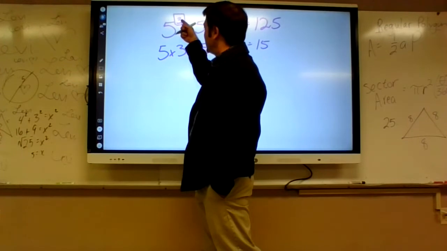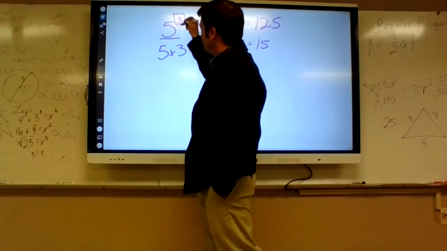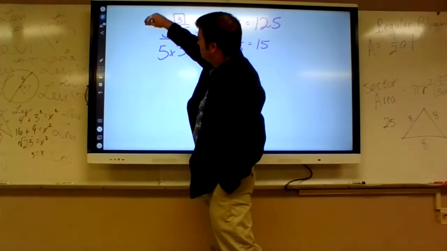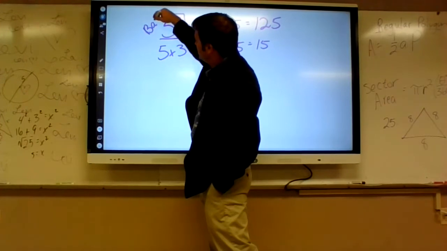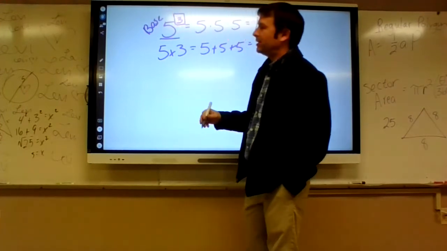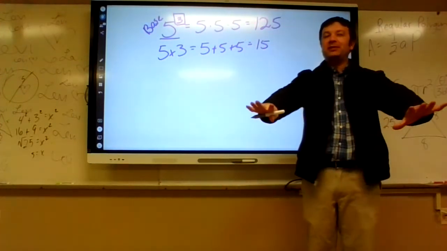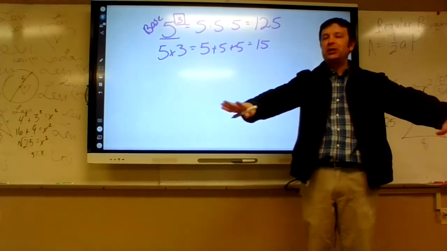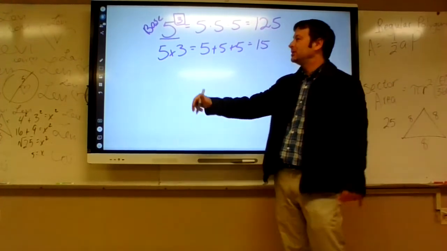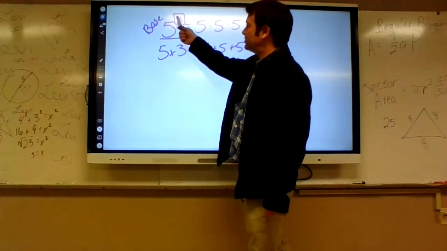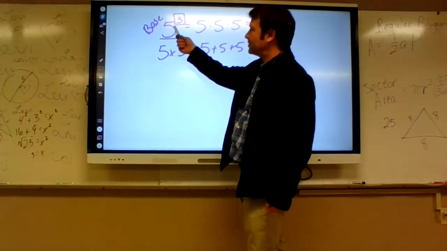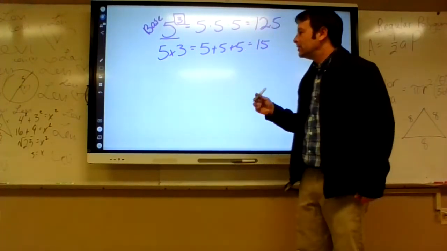Now, usually people don't remember this. If a number has an exponent, what's the number called? It's called the base. Base means like foundation. So the 3 is on top of the 5, so that's why 5 is the base.